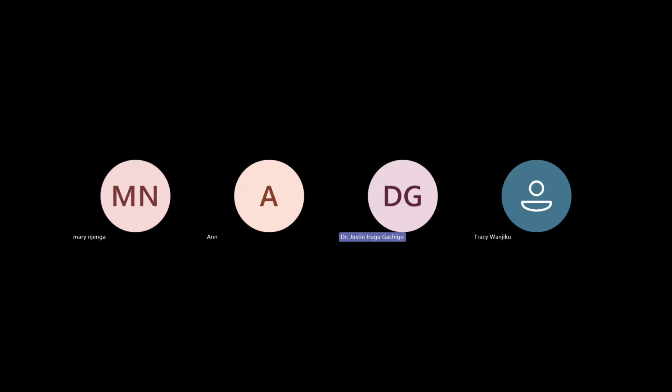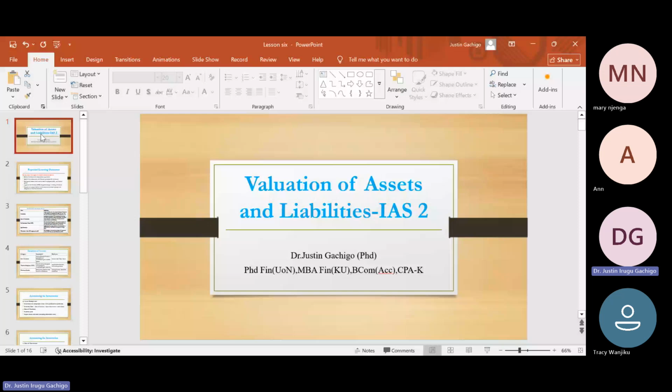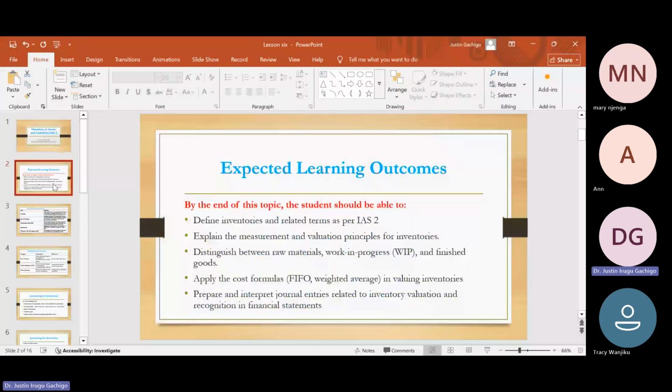the evaluation of assets and liabilities, although we'll focus more on the assets, and this is normally guided by International Accounting Standard number 2. Now, by the end of this learning, you'll be able to expect this. You're supposed to be able to explain the measurements and evaluation principles of inventories.